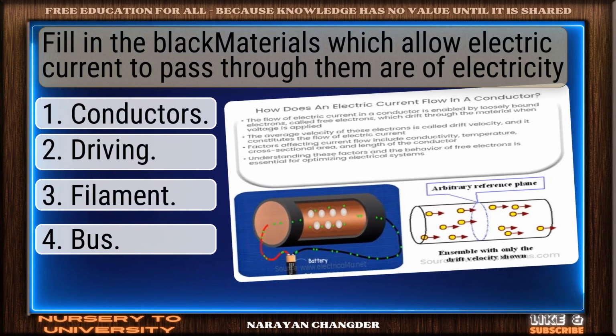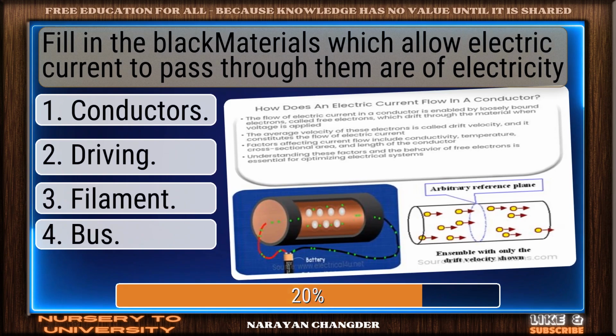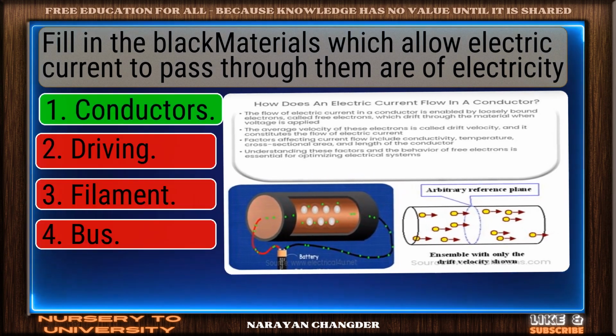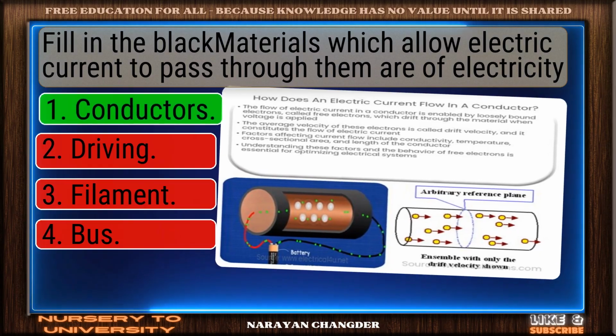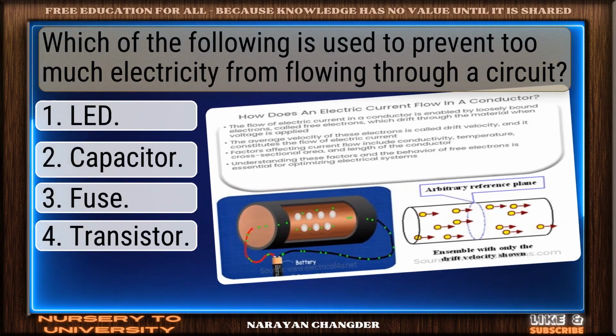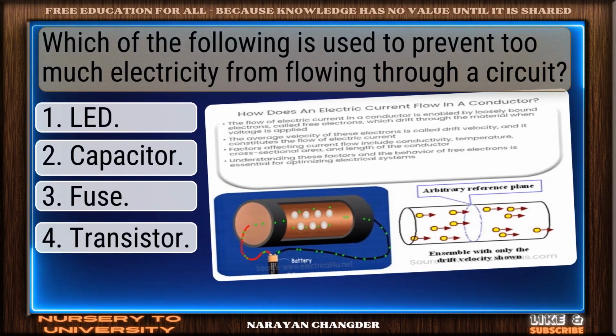Fill in the blank: materials which allow electric current to pass through them are dash of electricity. Nice selection. Conductors is the correct and valid answer. Which of the following is used to prevent too much electricity from flowing through a circuit?